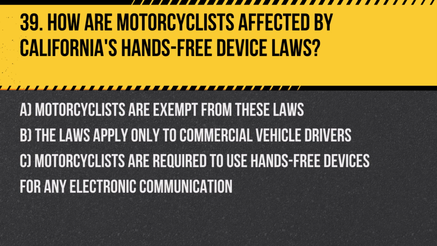Question 39. How are motorcyclists affected by California's hands-free device laws? A. Motorcyclists are exempt from these laws. B. The laws apply only to commercial vehicle drivers. C. Motorcyclists are required to use hands-free devices for any electronic communication. Answer. C. Motorcyclists are required to use hands-free devices for any electronic communication. This regulation ensures that motorcyclists keep their hands on the controls.